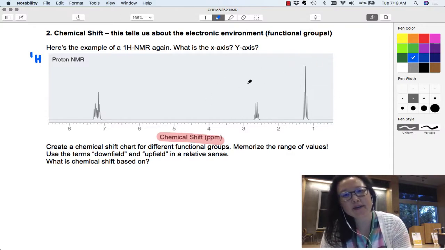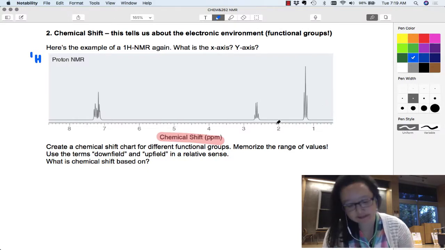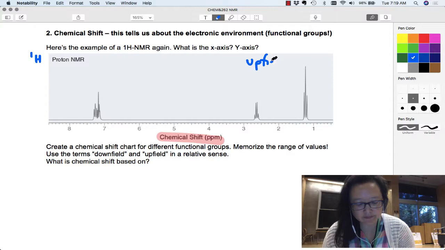Down here, we have signals that are more downfield. Right here, we have signals that are closer to 0. These are called upfield. This is sort of relative. Upfield is closer to 0, and then higher numbers are what we call downfield.